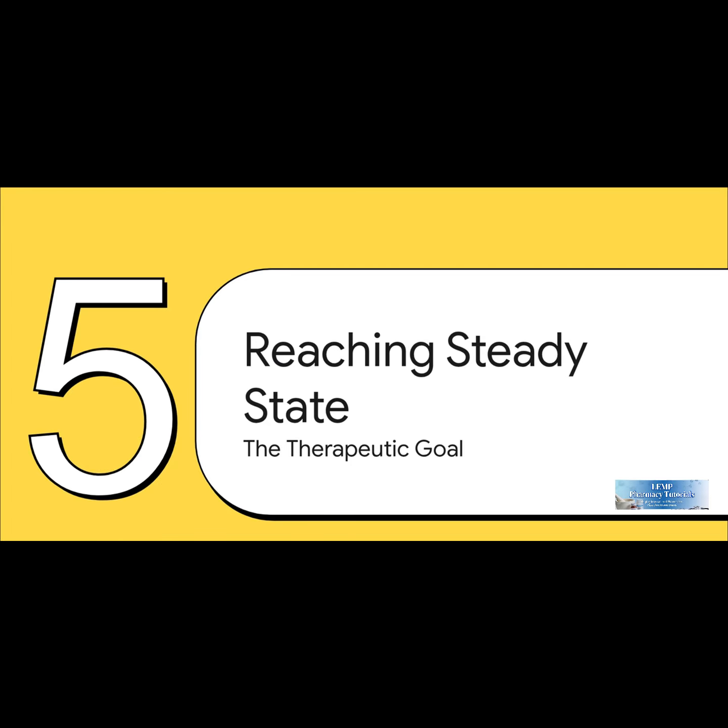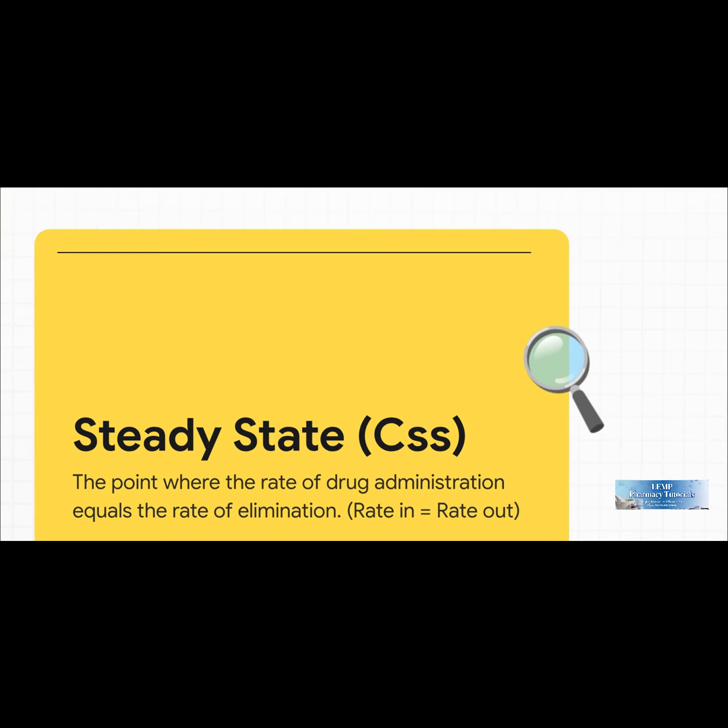Okay, so we've got this constant tug-of-war going on, right? Drugs coming in and distributing, and drugs being eliminated. For any medication you take long-term, the whole goal is to get those two forces into a perfect, stable balance. We call this steady state. Steady state is the therapeutic sweet spot. It's that beautiful point of equilibrium where the amount of drug you're putting in with each dose is perfectly matched by the amount the body is clearing out.